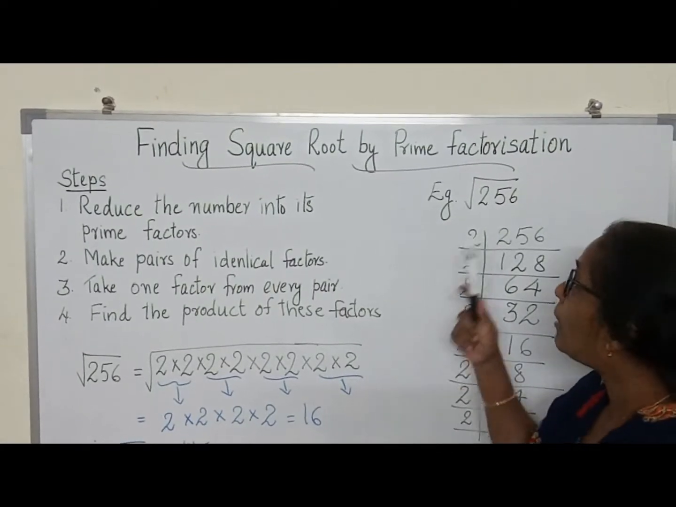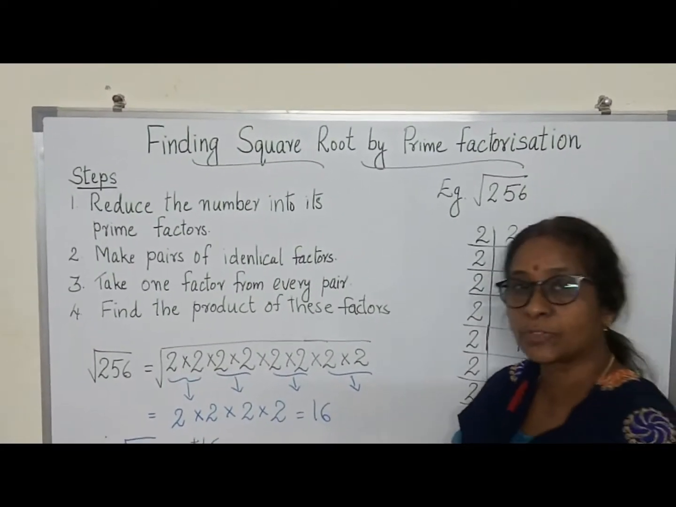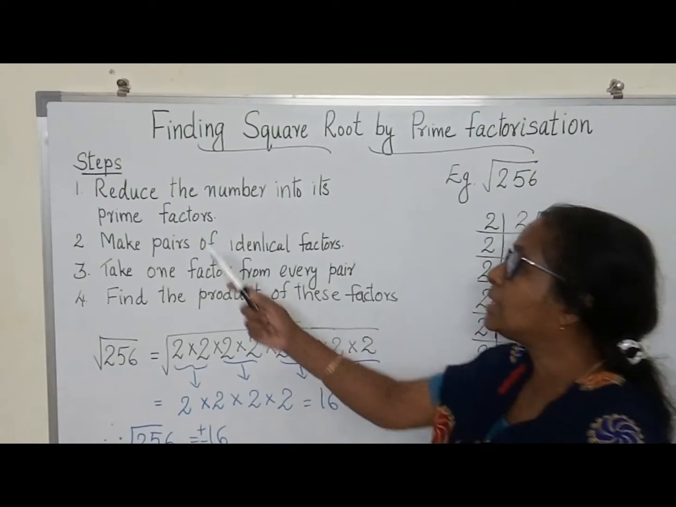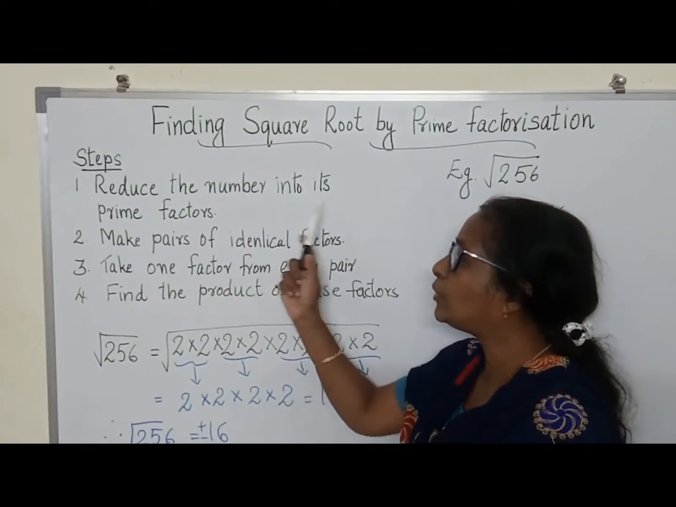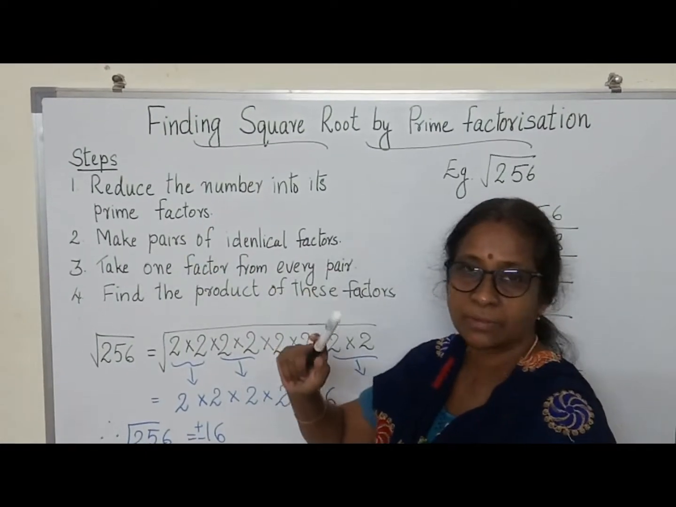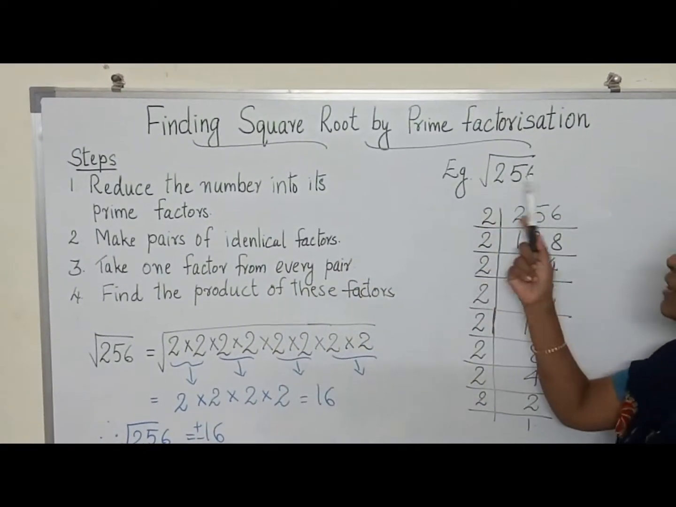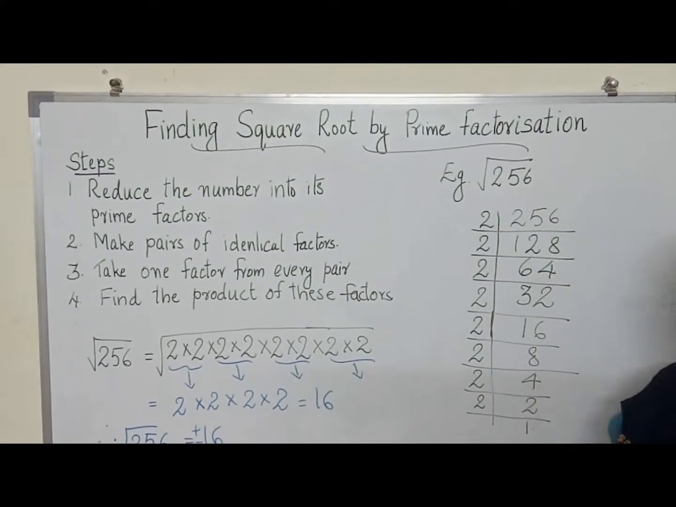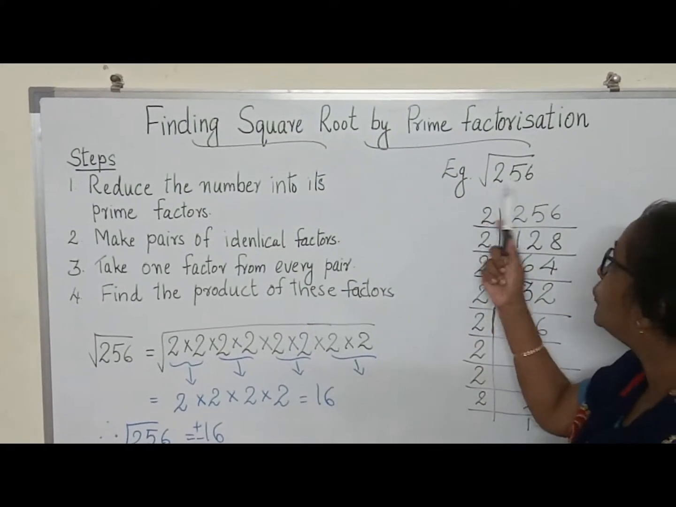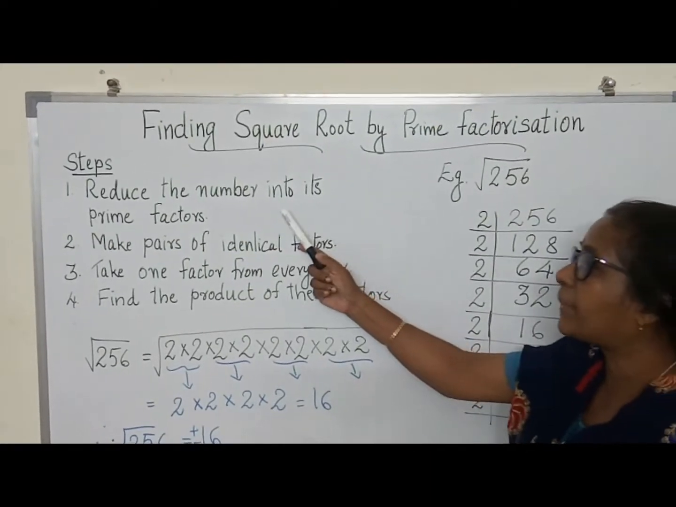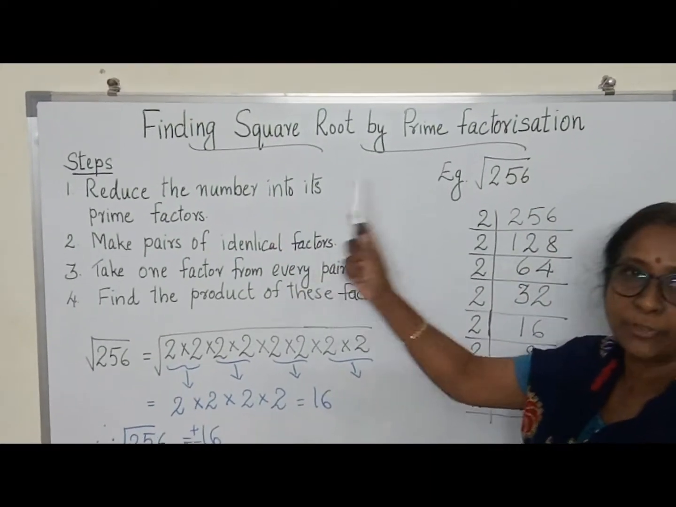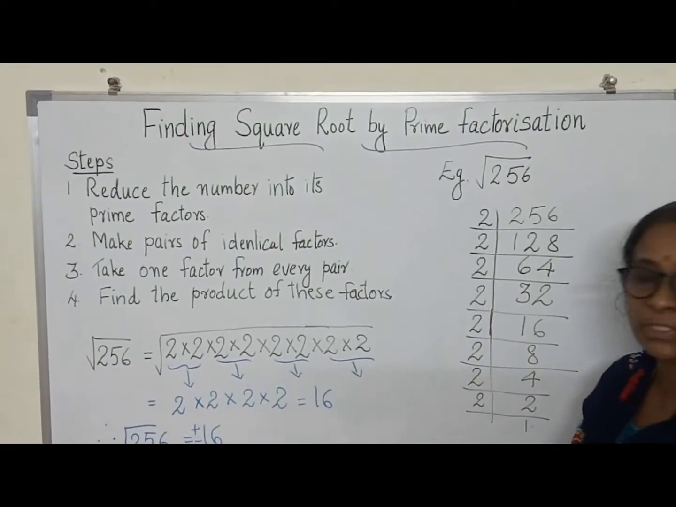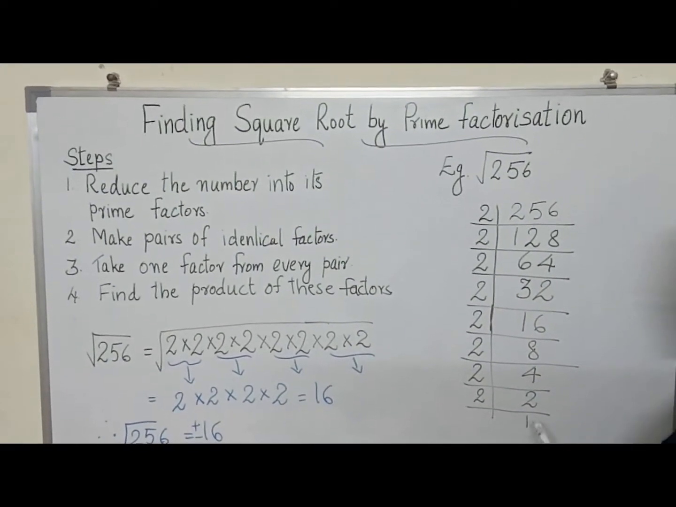Now how to find the square root using prime factorization? The first step is to reduce the number into its prime factors. Let us do it with the help of a number, 256. If we have to find the square root of 256, the first step is to reduce the number into its prime factors, meaning divide it by prime numbers till you get 1.